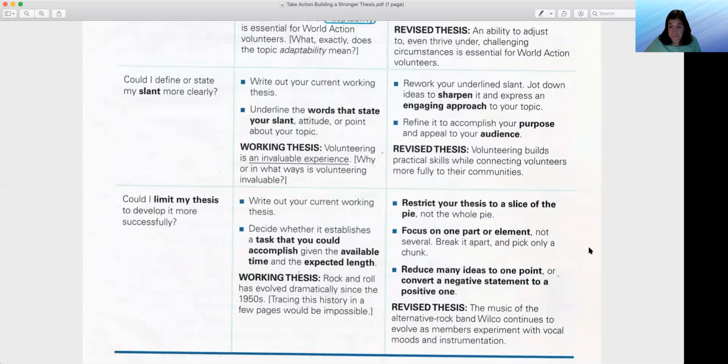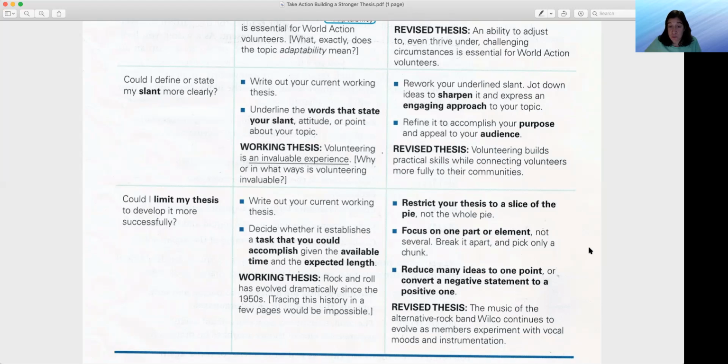So we move over here. Restrict your thesis to a slice of the pie, not the whole pie. So we want to focus on one part or element, not several. So break it apart and pick only a chunk. Reduce many ideas to one point, or convert a negative statement to a positive one. Here's our revised thesis. The music of the alternative rock band Wilco continues to evolve as members experiment with vocal moods and instrumentation. All right.